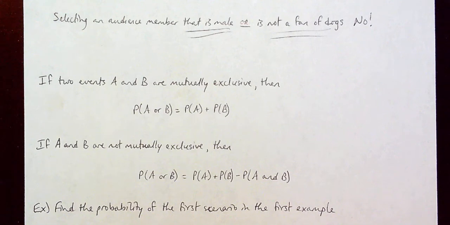If the two events are not mutually exclusive, then it's not that much worse. There's this one little thing that we have to also keep in mind, and we have to subtract that piece out. If the two events are not mutually exclusive, then P of A or B equals P of A plus P of B minus P of A and B, minus the probability of both things happening at the same time.